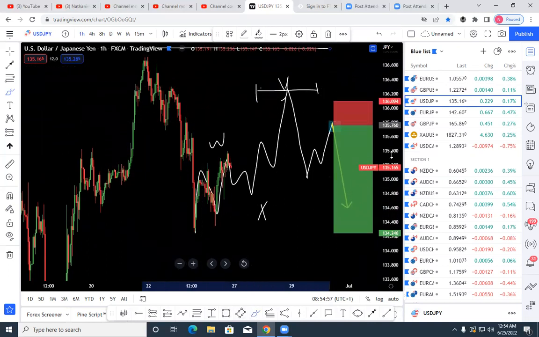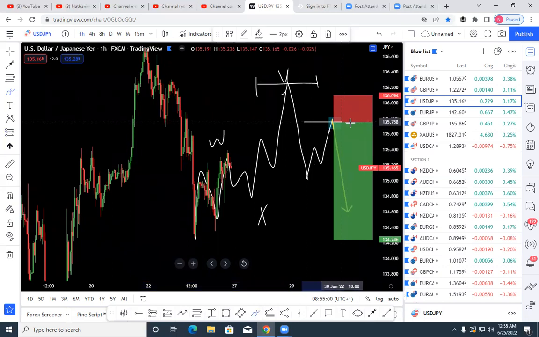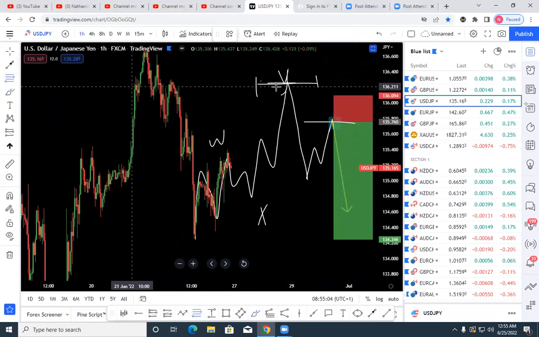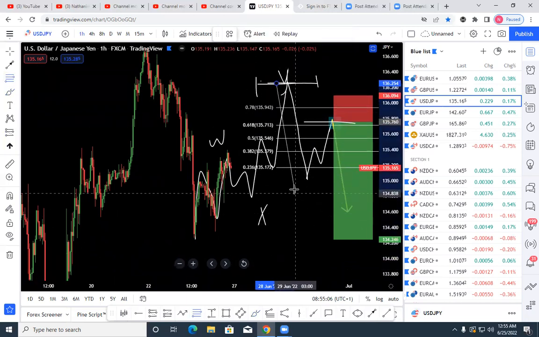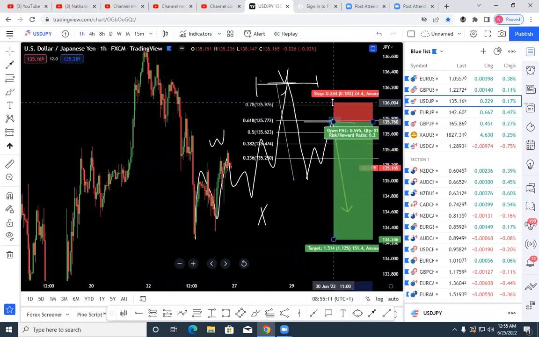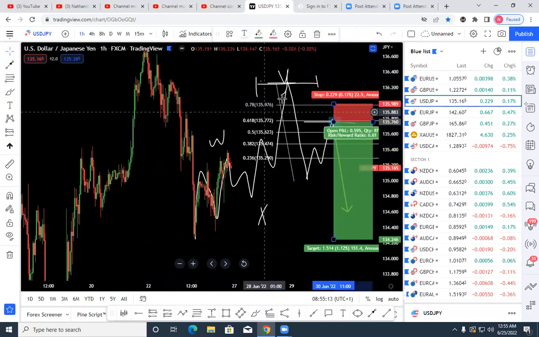But now, look at it, guys. You are entering here. Your stop loss cannot even be on top here. It can just be above 78. That's the rule. Take the fib, entry here, stop loss just above 78. Boom. Can you see, guys?